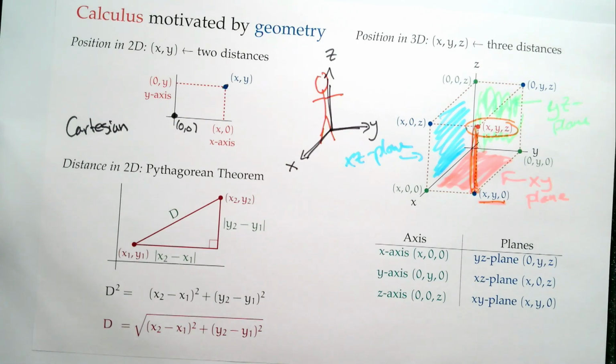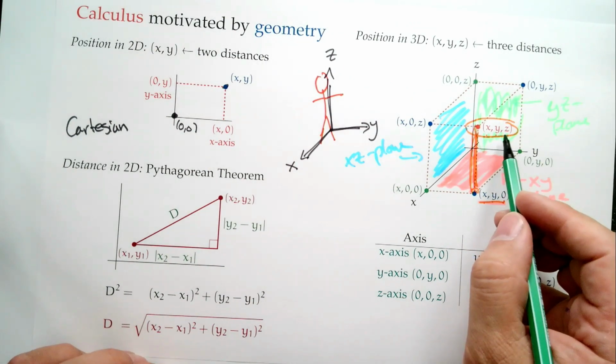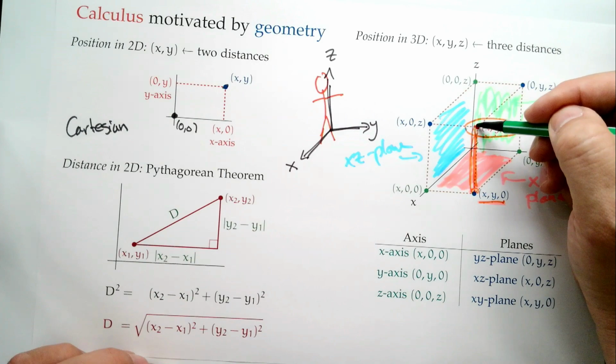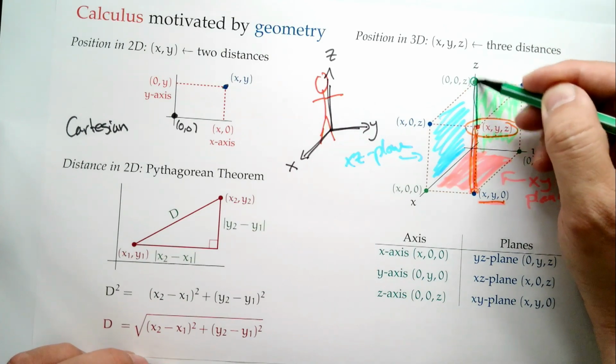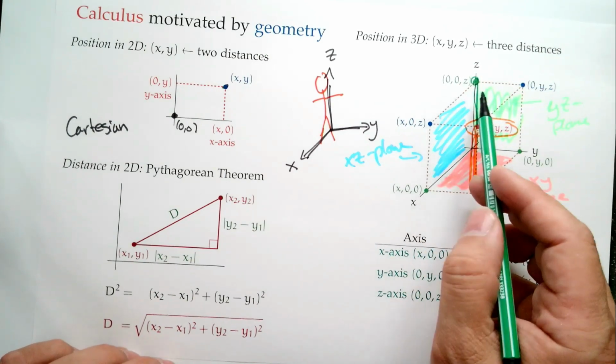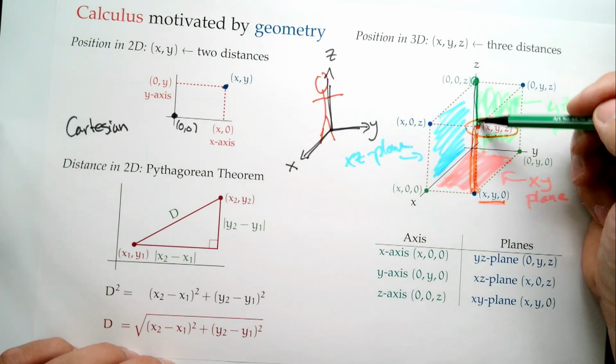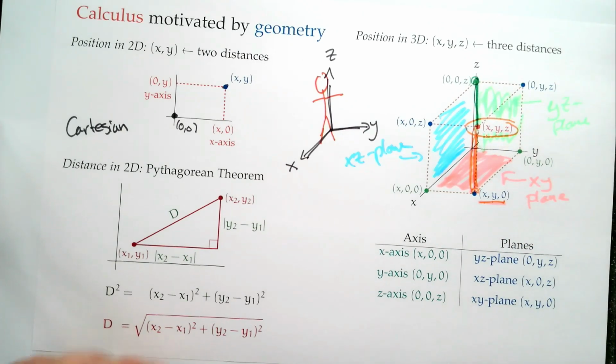But I could ask a different kind of question, not how far am I from a plane, how far am I from an axis? So if I'm at xyz, if I want to get to an axis, I'd go across the top of this box, and I'd shoot over to 0, 0, z. So this distance here would be the distance to the z-axis, which you can find by the use of the Pythagorean theorem.